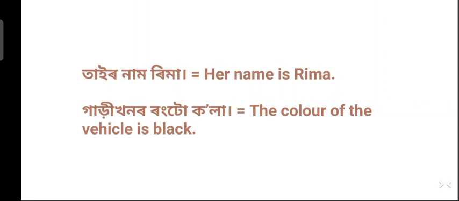Garikhanor rong tu kola. The color of the vehicle is black. Garikhan means the vehicle. Gari means vehicle. Garikhan, the vehicle. And or means of, the color of the vehicle. Rong tu means the color. Kola means black. Garikhanor rong tu kola. The color of the vehicle is black.